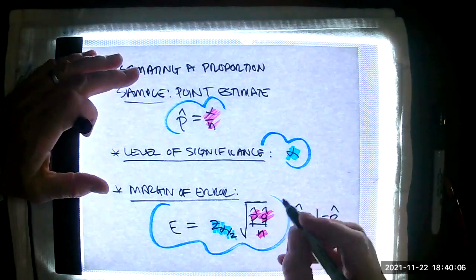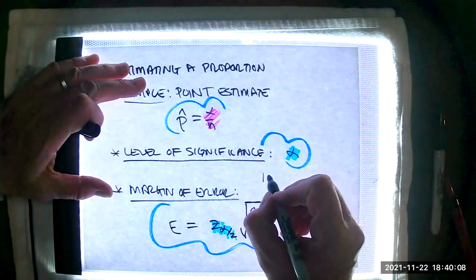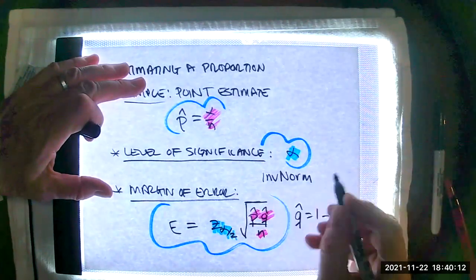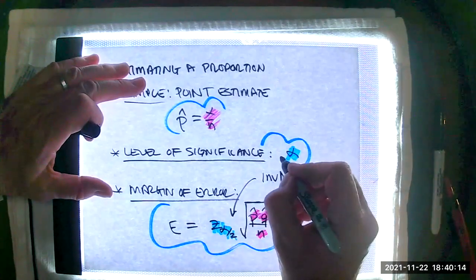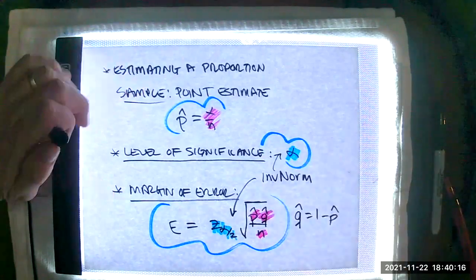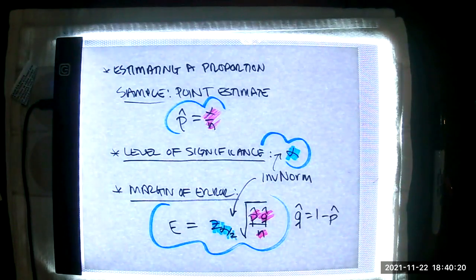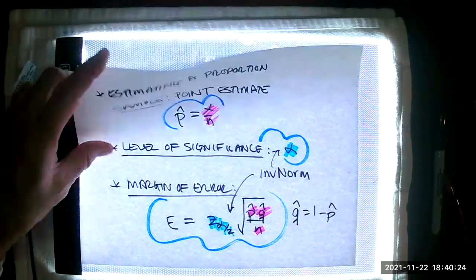And I'll remind people that we use the inverse norm to get at that critical value. I need a level of significance and to work with the inverse norm. So I may ask you to find the margin of error.